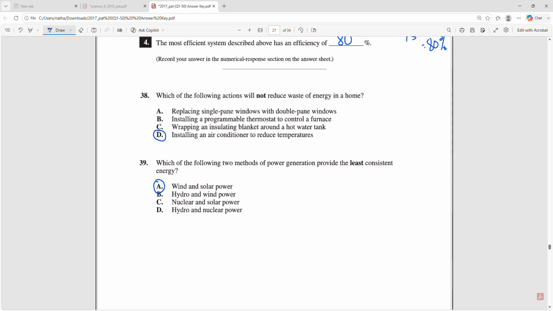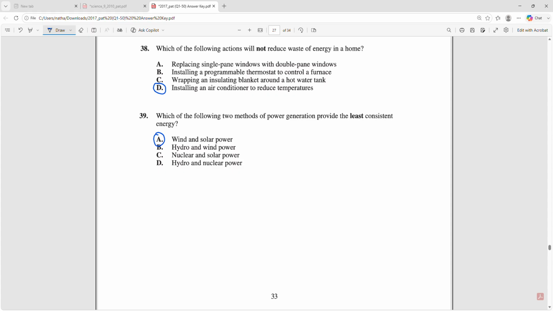Okay. Next question. Which of the following actions will not reduce waste of energy in a home? So A, replacing single pane windows with double pane windows. Air is a good insulator. So if I have, here's a wall of my home, and here's the cold outside air. That's a snowflake. A single pane of glass is not a good insulator. It's going to allow a lot of heat to escape from the home through the glass.